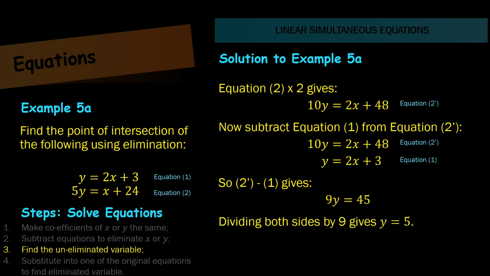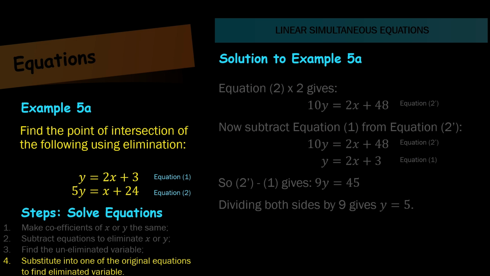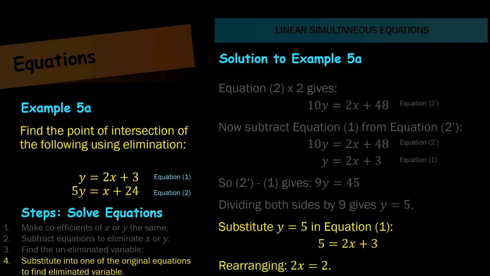Now substitute y equals 5 in equation 1 to give 5 equals 2x plus 3. Rearranging gives you 2x equals 2. And finally dividing by 2 gives x equals 1.